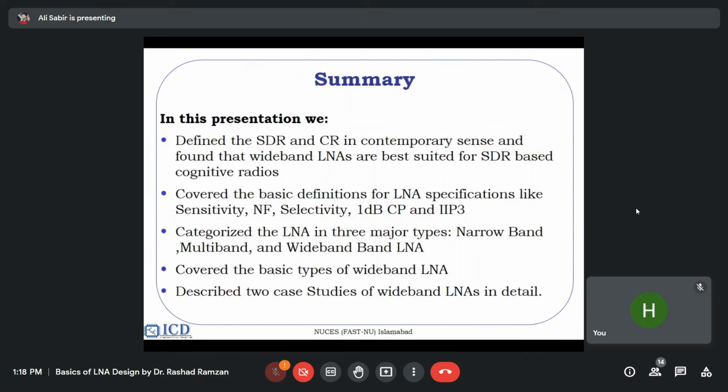So we get to the end of our presentation. In this presentation, we defined what is SDR, what are the challenges in SDR, and what is a cognitive radio. We talked about narrowband LNAs, multiband LNAs, and wideband LNAs, and then we talked in detail about a case study of a wideband LNA. So thank you very much. If you have any questions, please let me know.